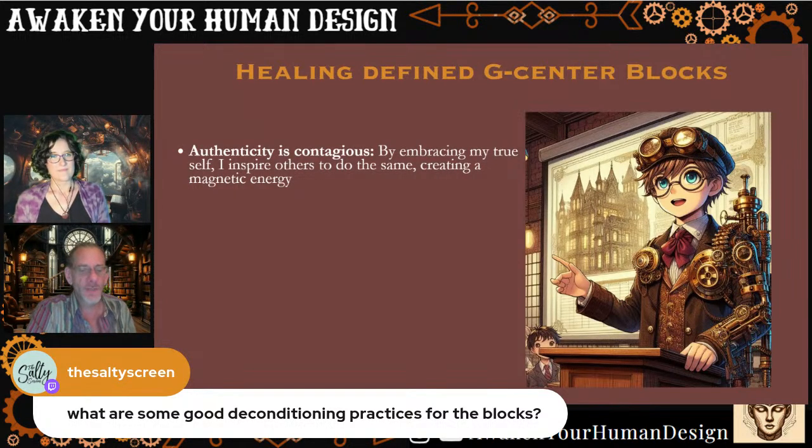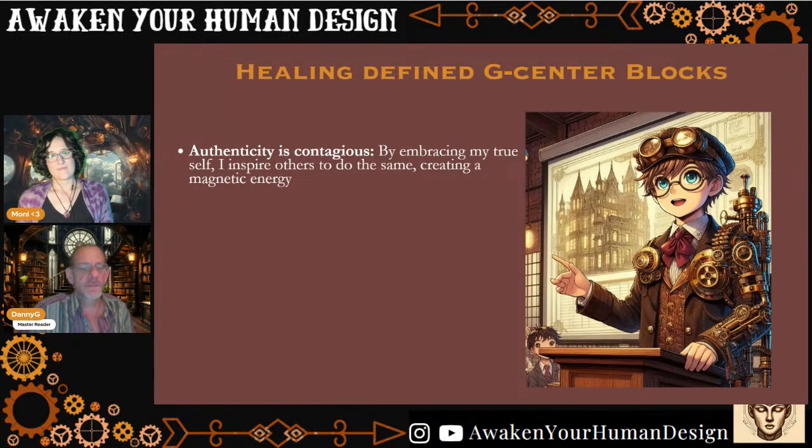The Salty Screen says, what are some good deconditioning practices for these blocks? As always, it's going to be to understand and follow your strategy and authority. So really come in for a landing on that so we can bring that home for you. Salty Screen, are you defined or undefined in your G center? Do you know? Hit back and answer.